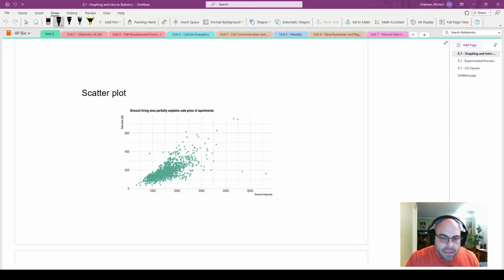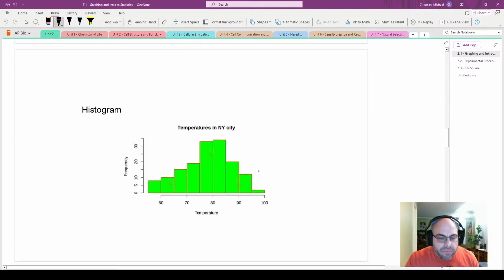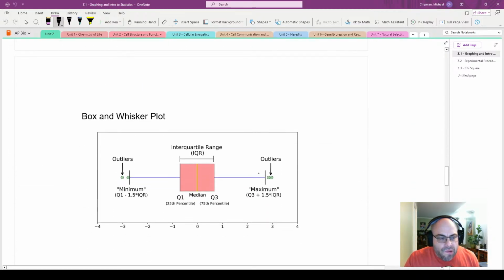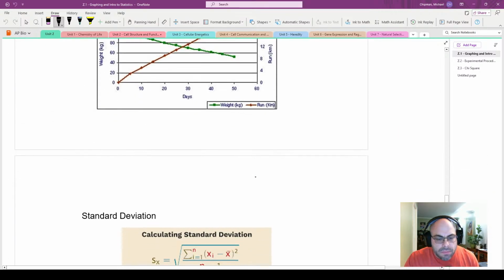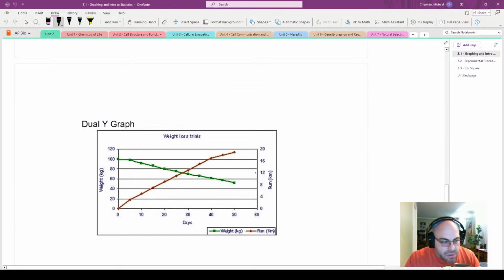Otherwise, my guess is that you're going to see a bar graph or a line graph. That's my guess. I've not seen any of these other ones.